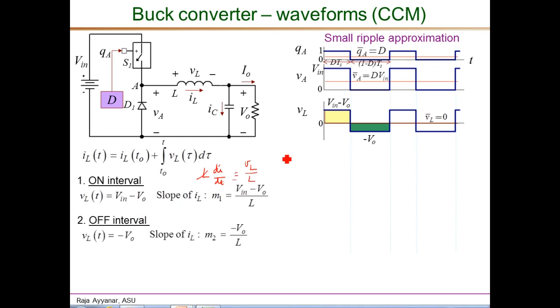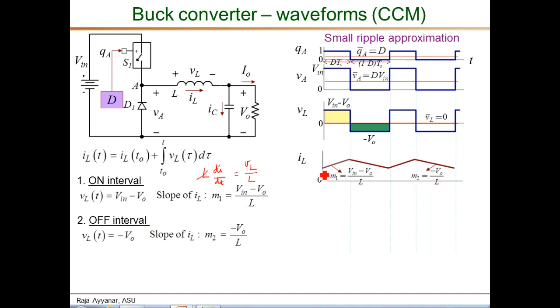Similarly, if you look at the off interval, then the inductor voltage is another constant, it's negative VO. Therefore the slope would be negative, or the inductor current waveform would be linearly falling, and the slope is once again VL over L, which is minus VO over L. So using these two points, we can draw the waveform of the inductor current as shown here. So during the on interval, the slope is as shown here, Vin minus VO over L, and during the off interval, it is a negative slope equal to minus VO over L.